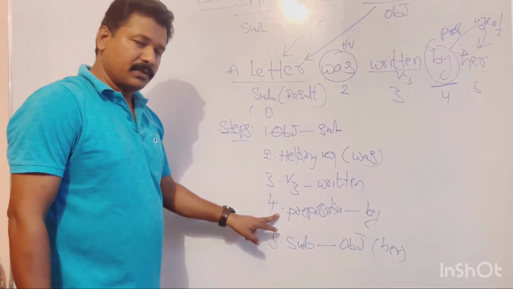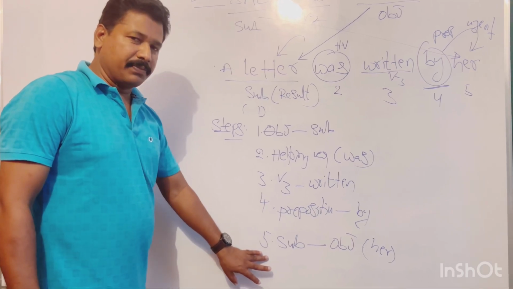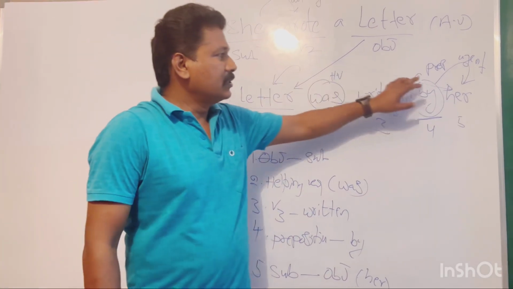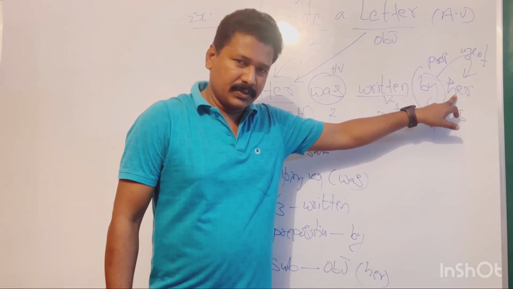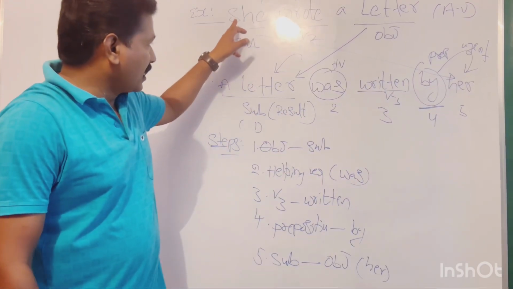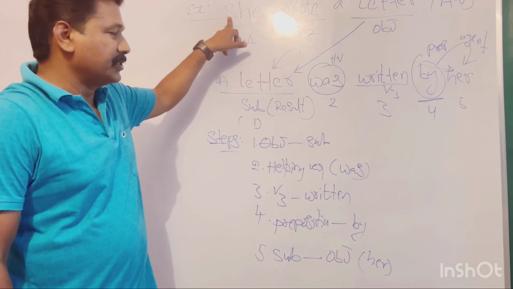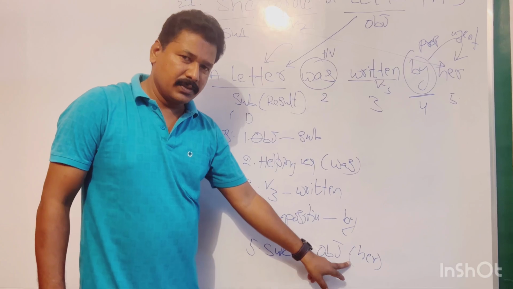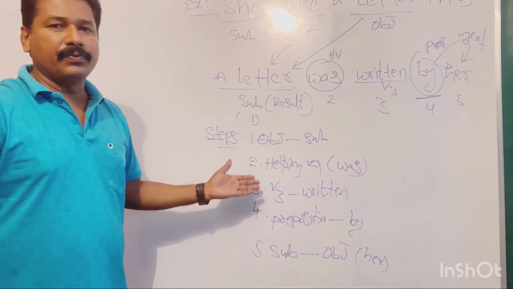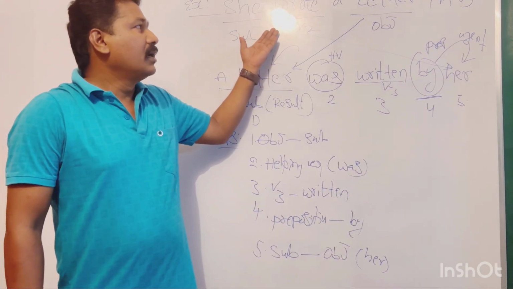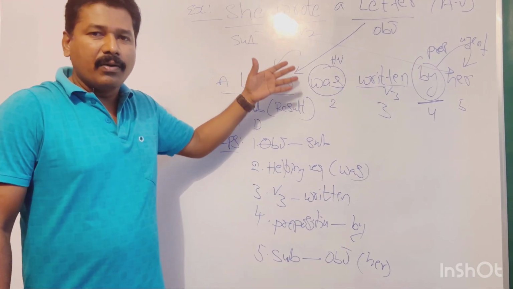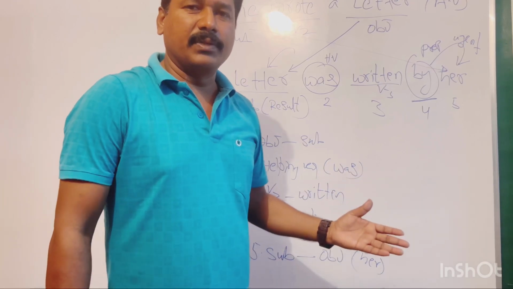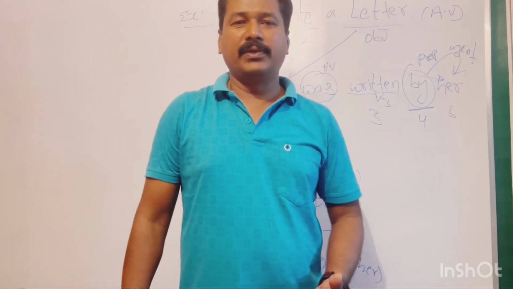So the fourth step is the preposition, and the final step is the subject in the active voice becomes the object in the passive voice. Here the subject in the given sentence is nothing but she, which became her in the passive voice. So friends, these are the steps which we follow while we change a sentence from active voice to passive voice. This is nothing but the introduction about the active voice and passive voice, friends.